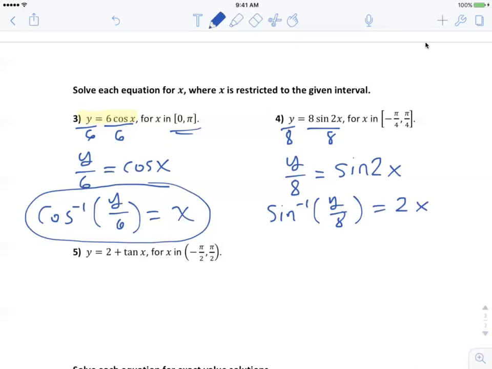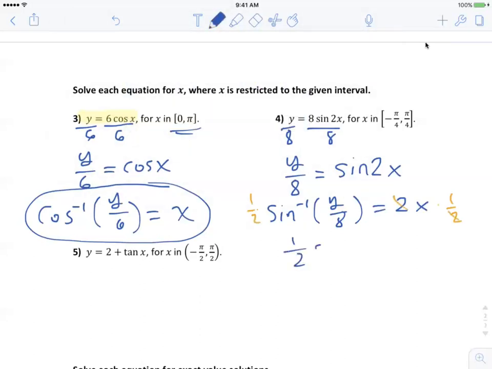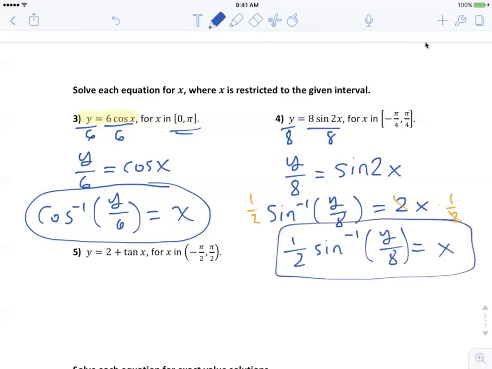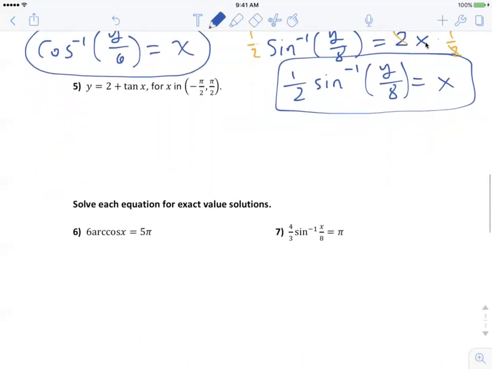And so then finally to get x by itself, I've got to get rid of that 2, and I would probably just do that by multiplying both sides by 1/2. Right? And that cancels that 2 out over there, and that'll give me my final answer. So my final answer is 1/2 sine inverse y over 8. That's equal to x in that interval specified above. Okay. So these aren't too bad, huh?